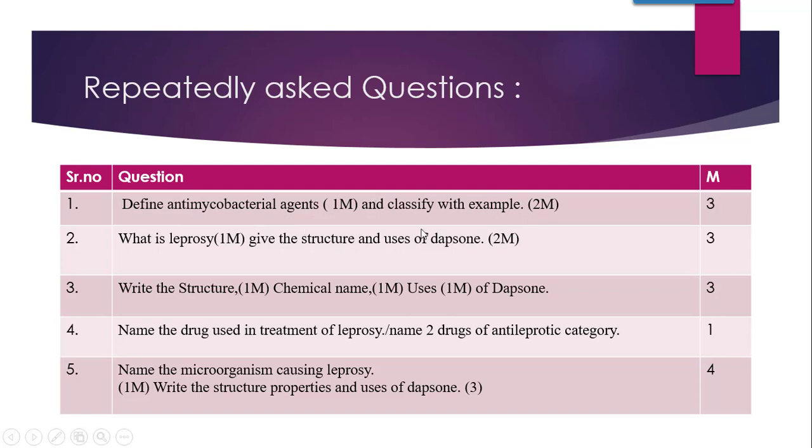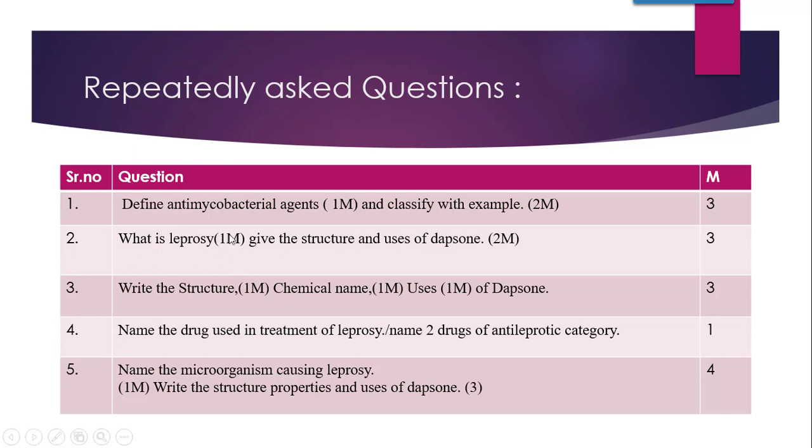So an antileprotic question specifically is not there, but classification they have asked of antimycobacterial, and that too only once I think it has been asked in the exam, but the classification is asked of antimycobacterial, not antileprotic. So this question carries 3 marks. Definition for 1 mark and classification for 2 marks.